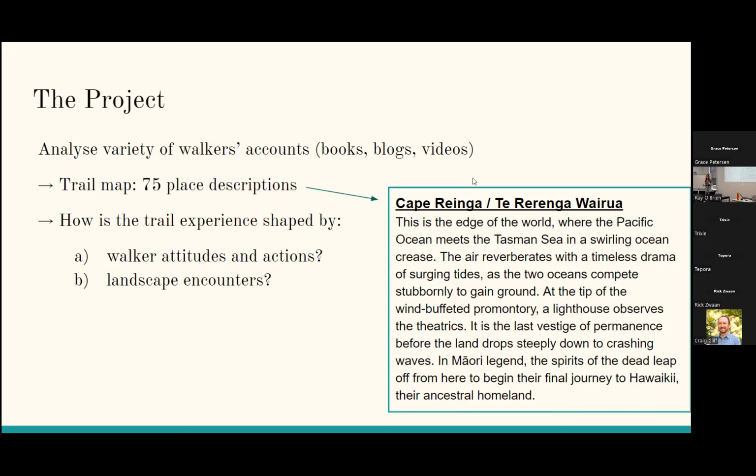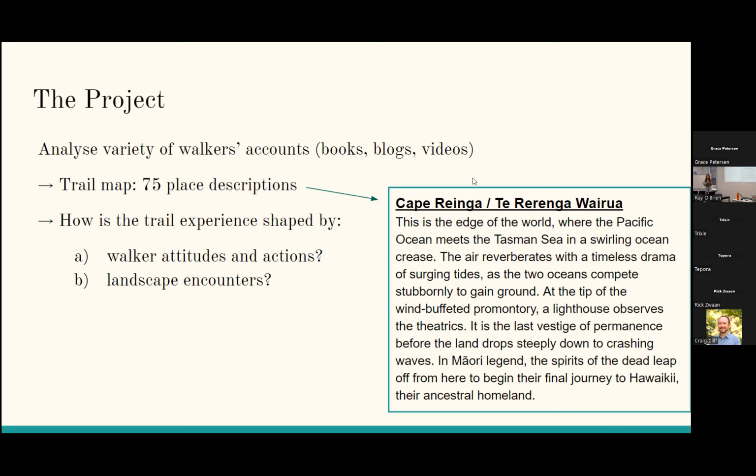A big output of this project will be a series of 6 annotated maps of the trail. I don't expect you to read all of that, but it's an example, putting together in total about 75 descriptions of places or moments as people walk along the trail.